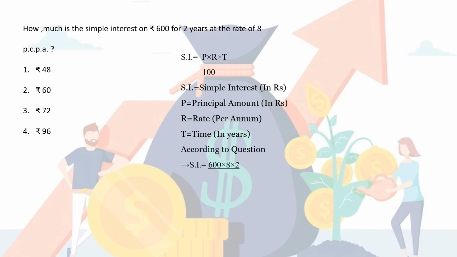Now according to the question, you just substitute the values. Principal is 600, then rate of interest is 8 and time is 2 upon 100. This 0 gets cancelled. You are left with 6 into 8 into 2, which is 96 rupees. So simple interest is equal to 96 rupees. Now you see the correct alternative. Alternative number 4 is the correct answer. So the correct answer is 96 rupees. That is the fourth option. Okay.